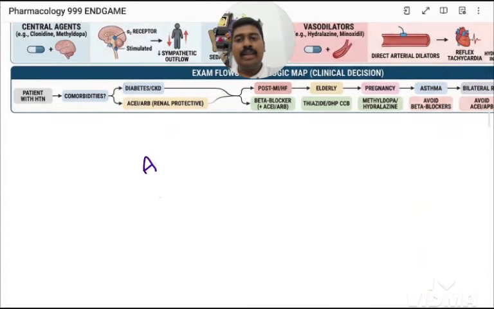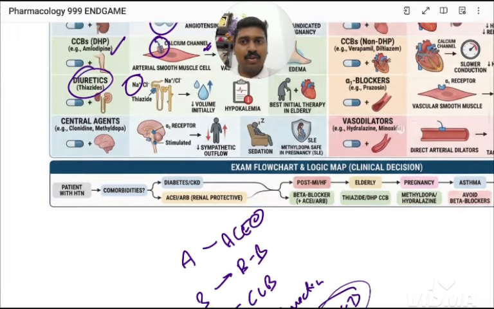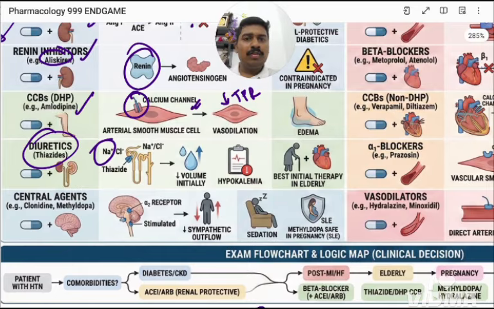So these 4 drugs, A, B, C, D: A is ACE inhibitor, B is beta blockers, C is calcium channel blockers, and D is diuretics. These are known as the ABCD of antihypertensives. These are the most common 4 drugs which are used. Now we'll go to some lesser used drugs.